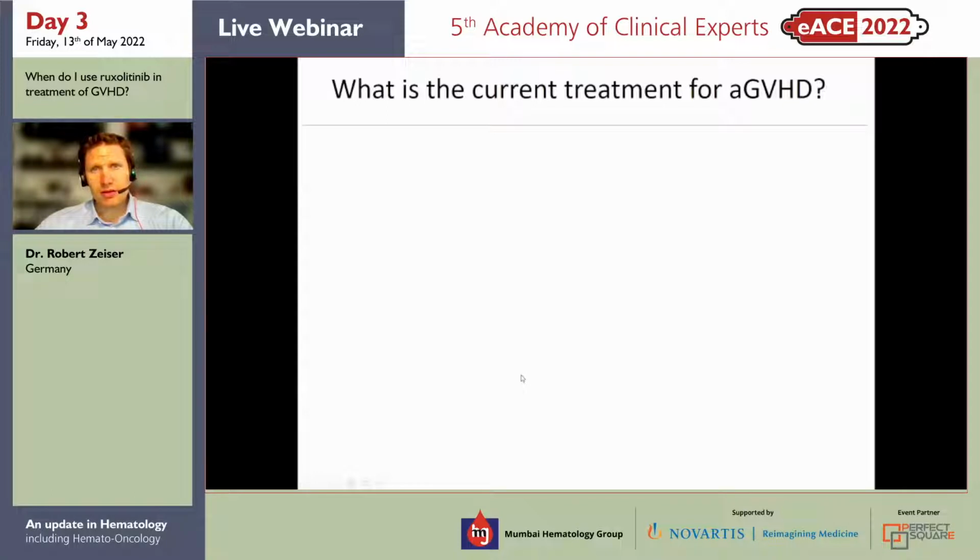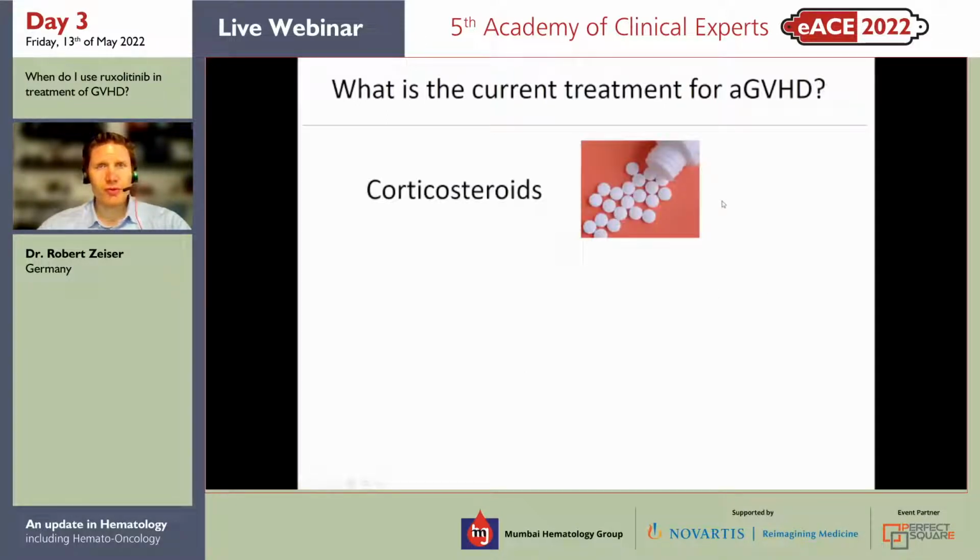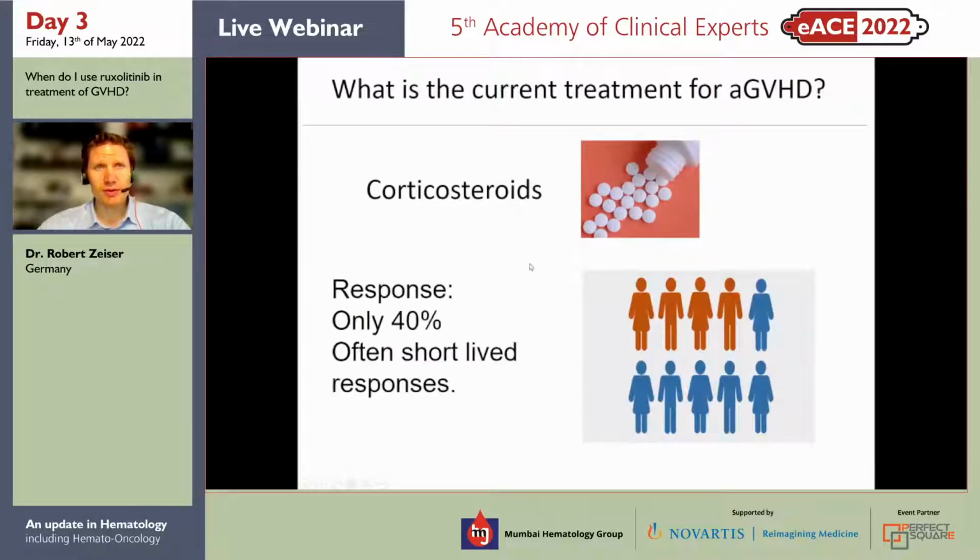So what do we do to treat acute graft versus host disease? We first of all treat this disease with so-called glucocorticoids, and this treatment has a response between 40 to 50%. The problem is that only a fraction of patients has a long-term response. A large portion of patients experiences only short-lived responses.